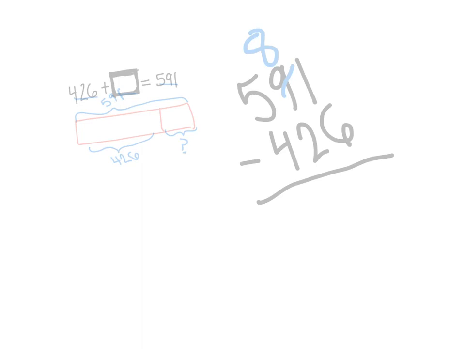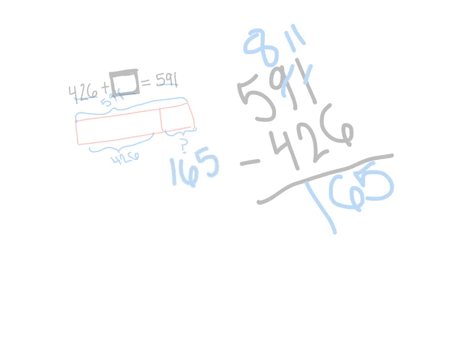So now how many ones do we have? 1 plus 10 ones is 11 ones. What's 11 ones minus 6 ones? 5. And what's 8 tens minus 2 tens? 6 tens. And what's 5 hundreds minus 4 hundreds? 1 hundred. So we got 165. Our missing part is 165.